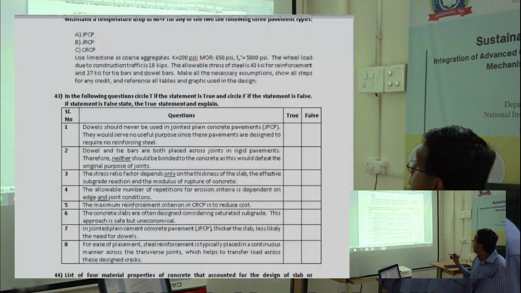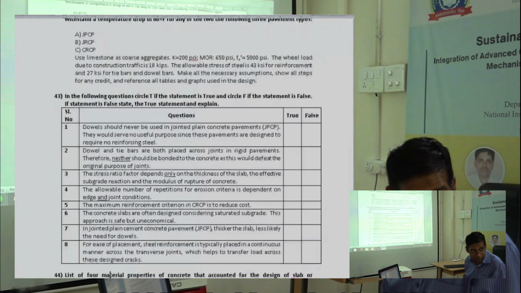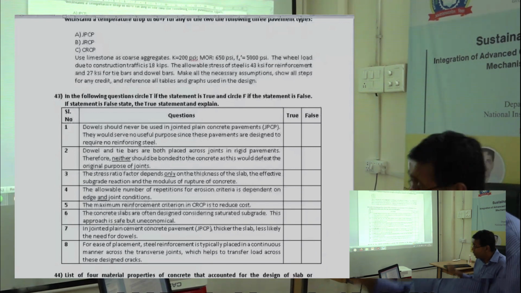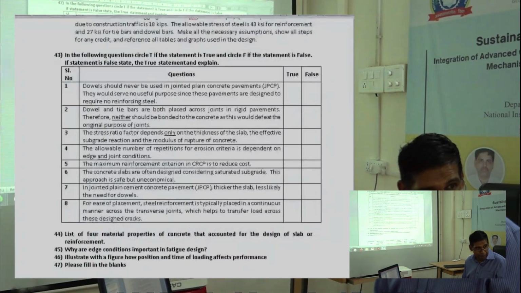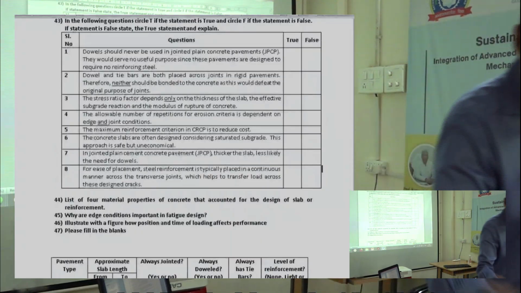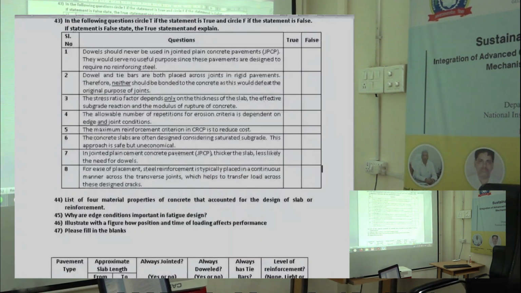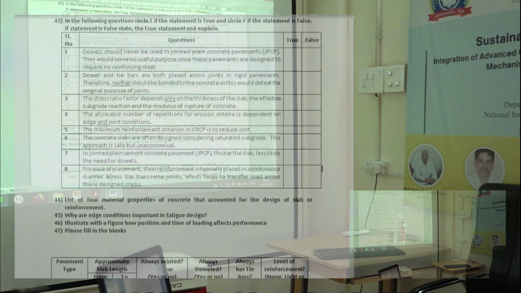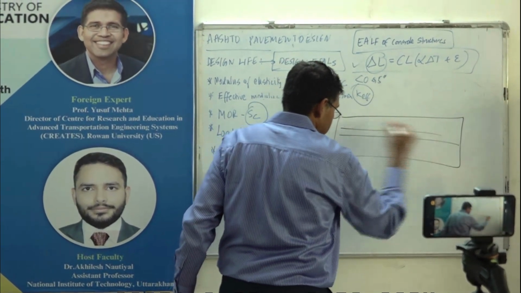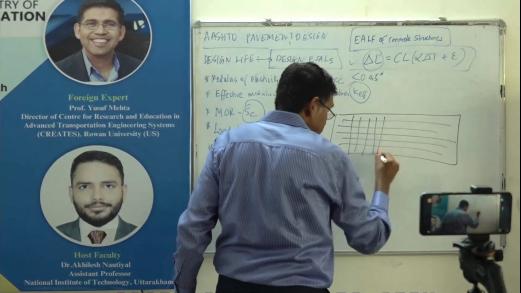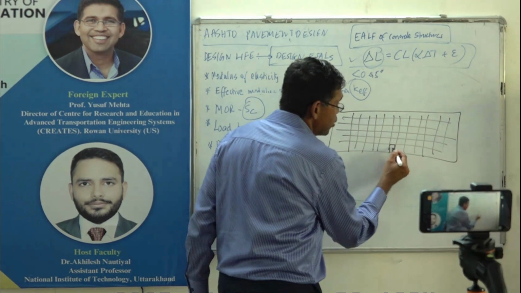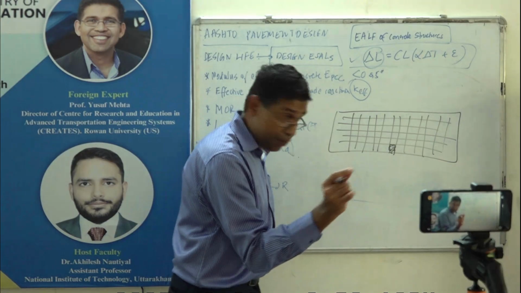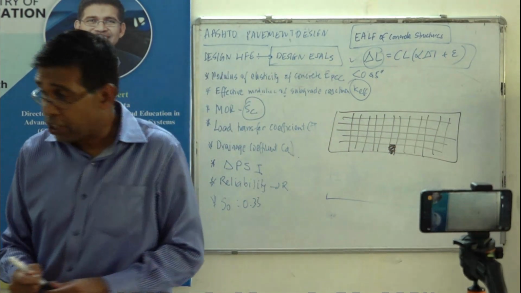Next one. Maximum reinforcement criteria in CRCP is reduced cost. I covered this two days back. What happens when you have very dense reinforcement? Having so many cracks, yeah, it will cause punch outs, right? In CRCP, if I increase the reinforcement too much, then the cracks are going to form, and they are going to go like this, and bridge, and come out. The crack width is going to be small because each slab size is small, but they eventually bridge. It's not the cost issue, it will cause punch outs, and that's the serious issue. Next one.